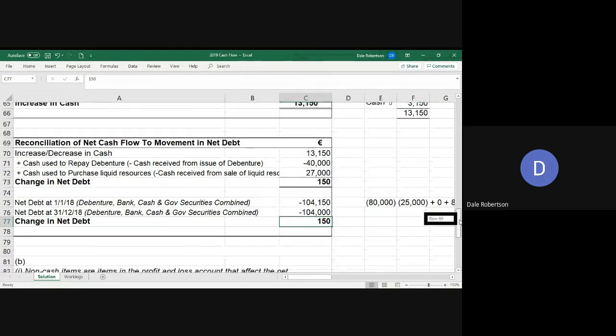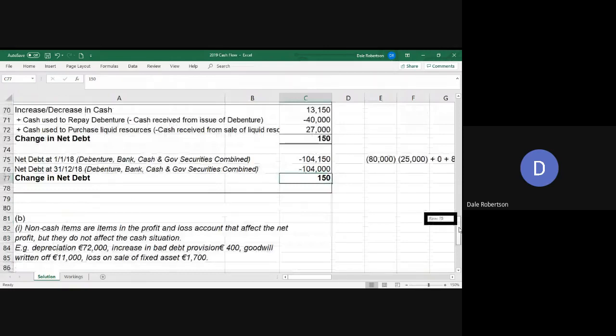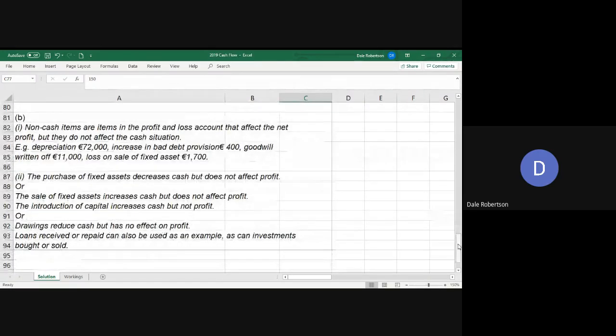Finally, there is a part B of this question, which asks you about non-cash items. It says explain what is meant by a non-cash item and give 3 examples, including figures above. So the non-cash items are items in the profit and loss account that affect the net profit, but do not affect the cash situation. Depreciation, increase in provision for bad debts, goodwill written off. You have to include the numbers in that. And then 2 items which affect cash but not affect the profit. And you can read about them there.